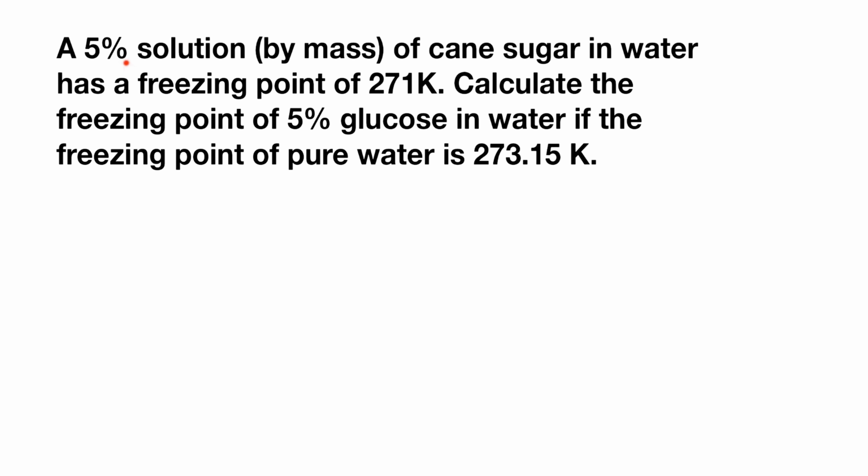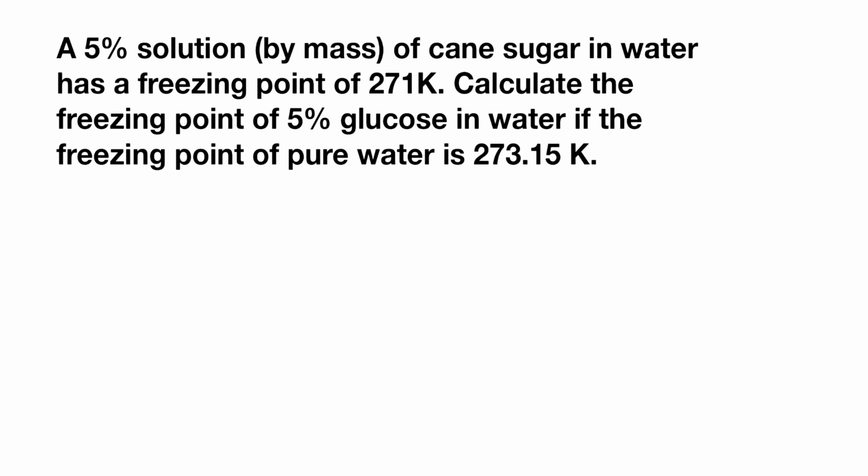A 5% solution of cane sugar in water has a freezing point of 271 Kelvin. Calculate the freezing point of 5% glucose in water if the freezing point of pure water is 273.15 Kelvin. How to do this? See, this question is a comparing question.